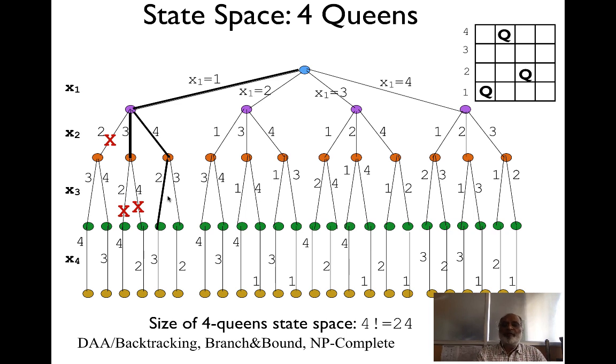And the only possibility for variable x3 is value 3. But when you put this queen here, it gets attacked by this queen. So this is not feasible. So block it. Now, for the next possibility, we backtrack.